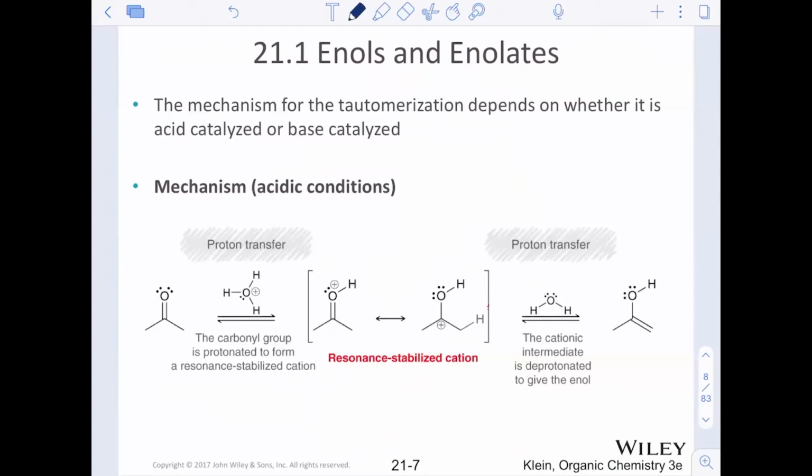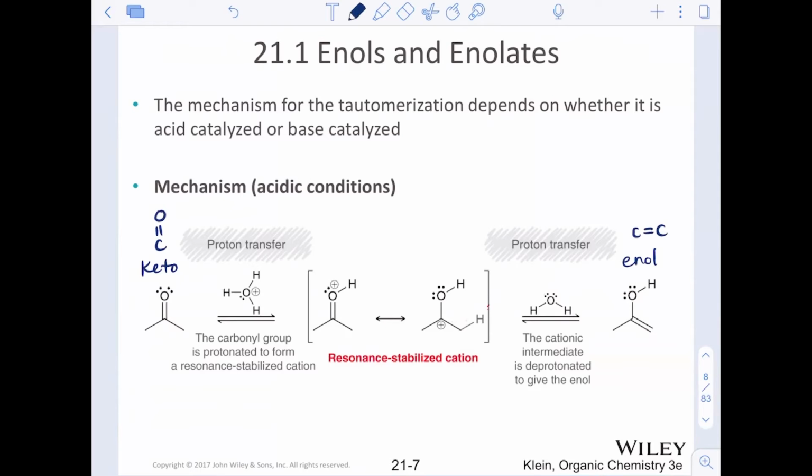Here's the first one for an acid catalyzed tautomerization from the keto form to the enol form. We simplify ketone here for the keto, meaning the carbonyl form, right? And the enol, meaning the carbon-carbon double bond form.